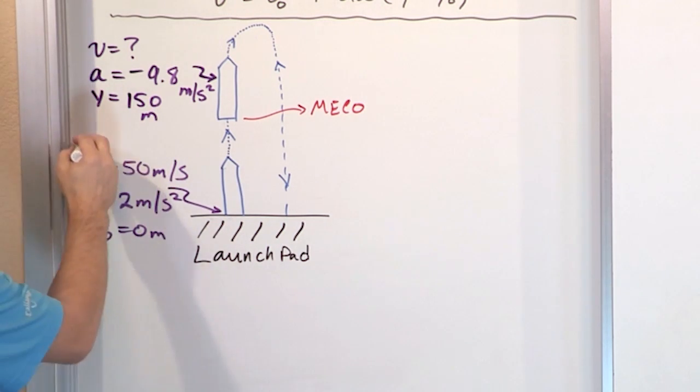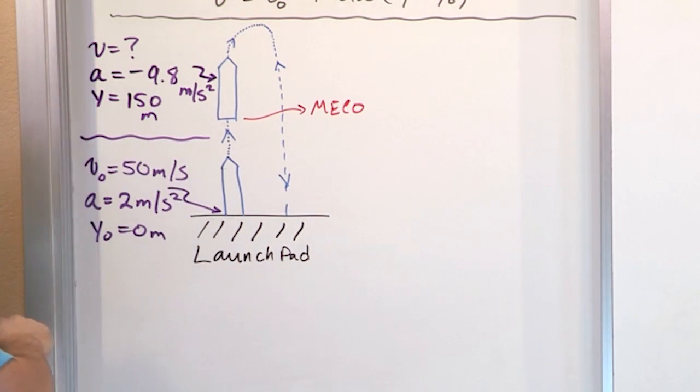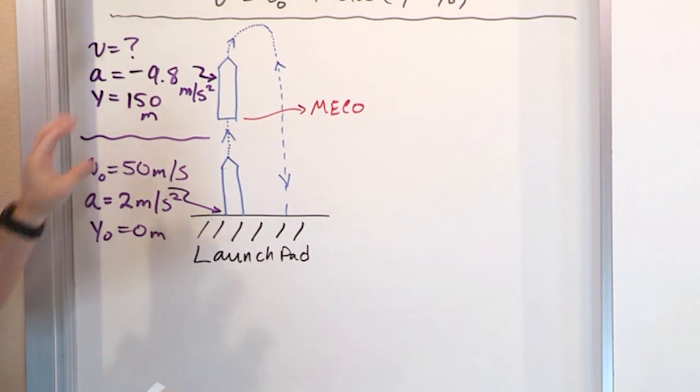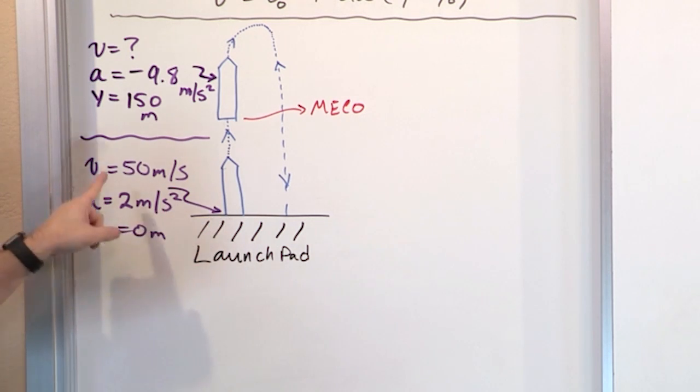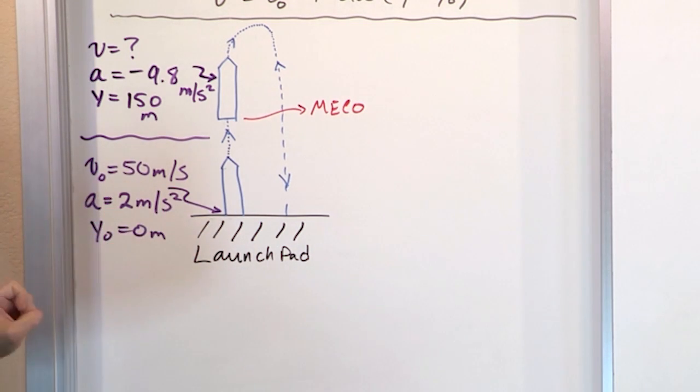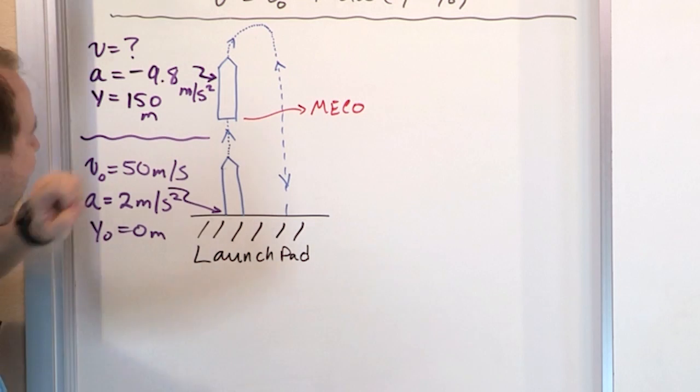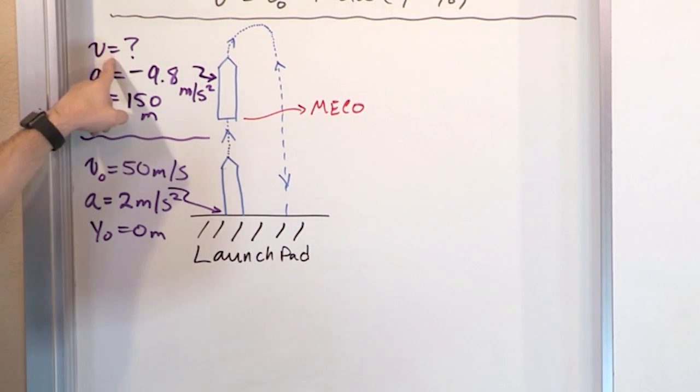I know it's a little bit cluttered, but basically we have two pieces of information, and that's why it's really useful to draw it here, so that we can put the information that we know about launch: the velocity, the acceleration, and the position. And then we put the information that we know after engine cutoff, which is we have no idea what the velocity is.